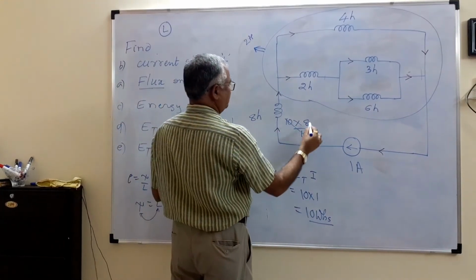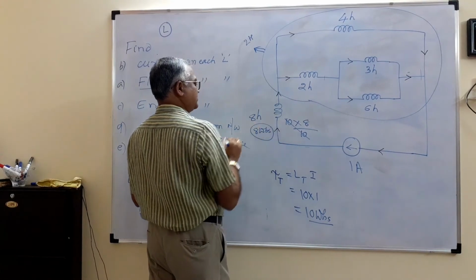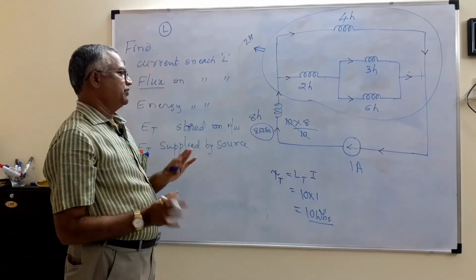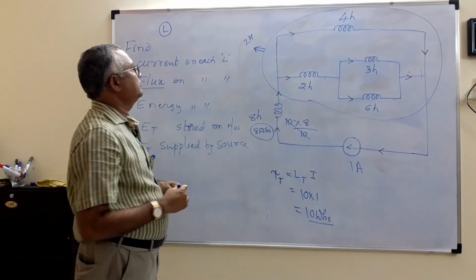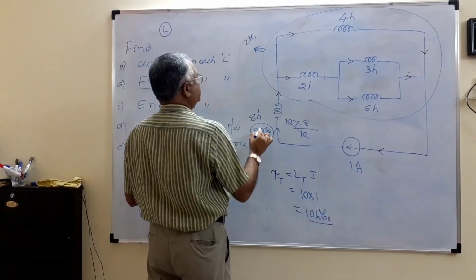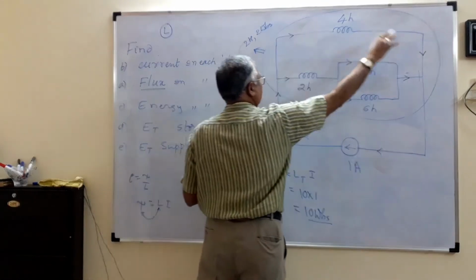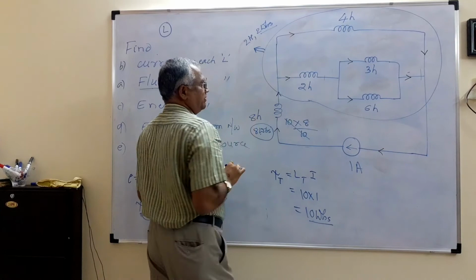So after simplification, what do you get? 8 Webers. Previously also we got the same answer, 8 Webers. Approach different but answer should be same. In this 2 Henry, total is 10, and 10 minus 8 is how much? 2 Webers. So in this total equivalent, 2 Webers are there.